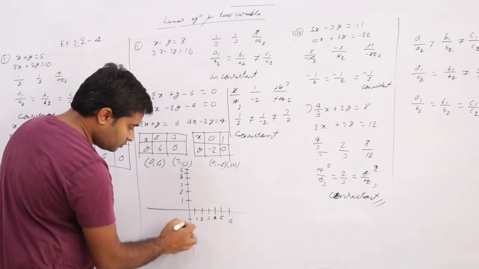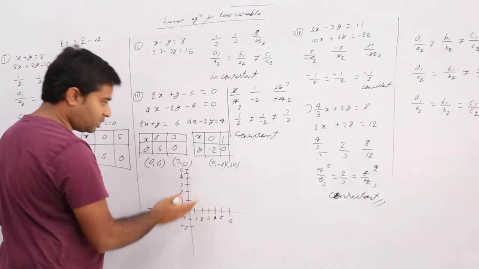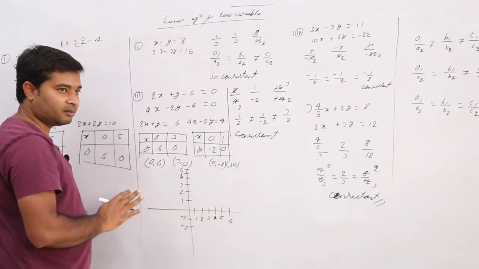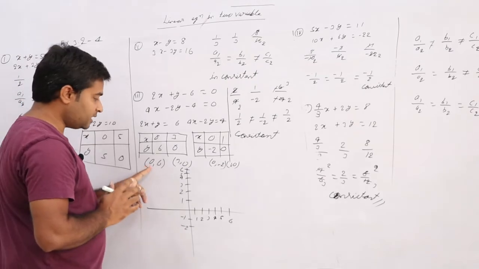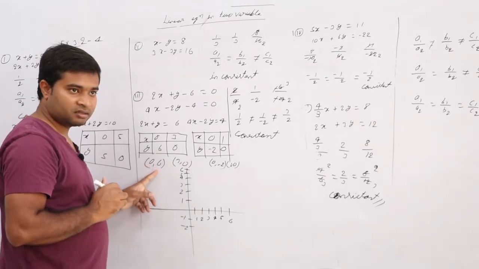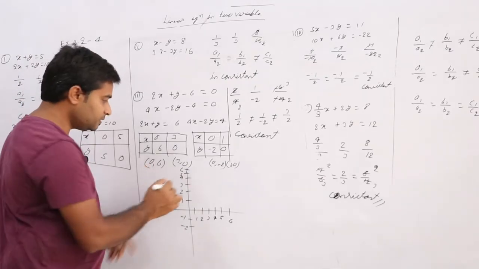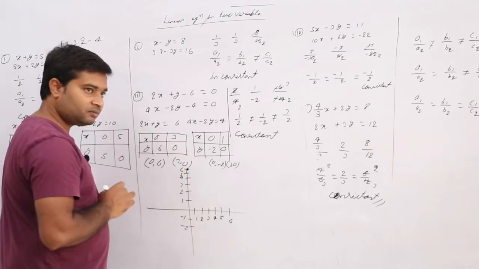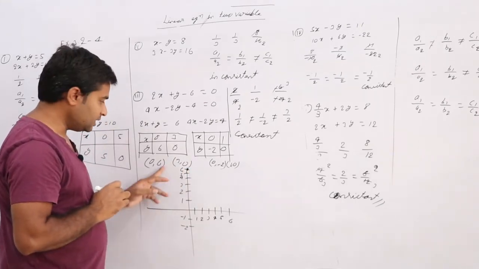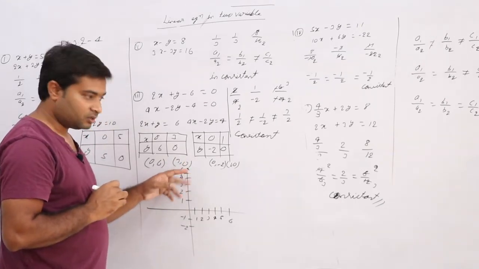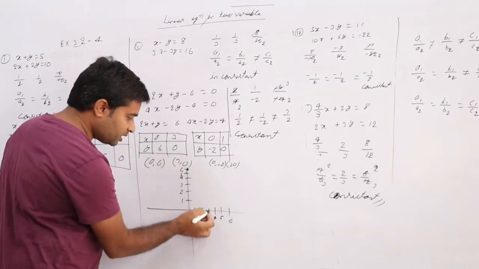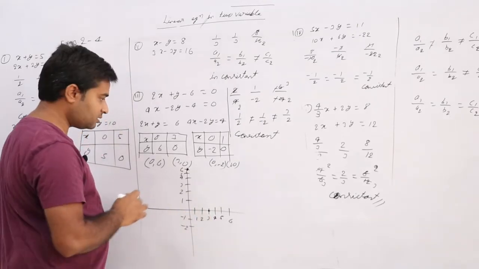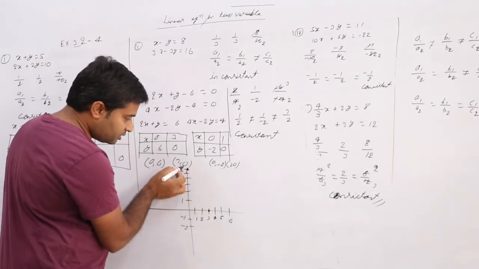And 1, 2, because there is no minus, so I am not taking minus right now. See, so 0, 6: x is equal to 0, y is equal to 6. This point will come. Yes or no? Next, x is equal to 3, y is equal to 0. This point will come. Yes or no? Next, sorry, first join this.